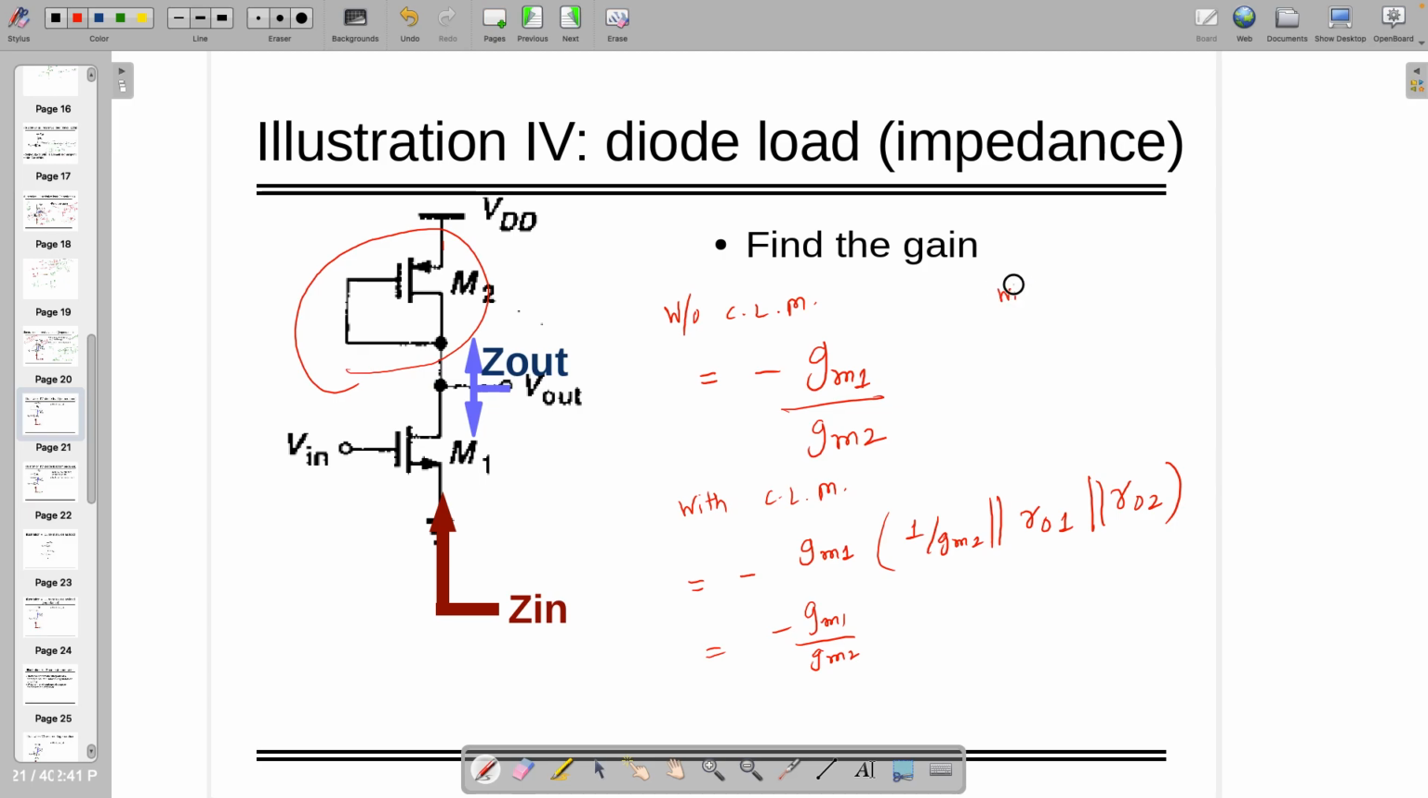Now with body effect. You can choose body effect one by one for M1 and M2, whichever you like. Let's assume that body effect is there for M1. Then the answer is simpler, divided by gm2. If there is body effect here also, then you can keep it here. And other things also, if you want to approximate. So this is the approximated answer. Right? No problem. Any doubt in this? This is very simple, right?